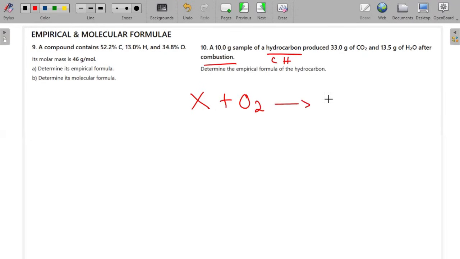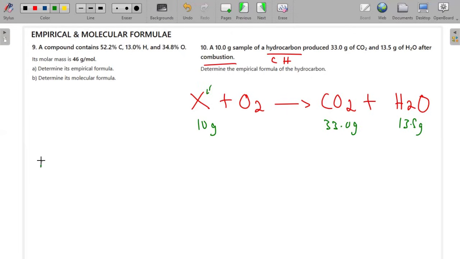That's what it means to combust, and it produced carbon dioxide plus water. The mass of this is 10 grams, the mass of this is 3.0 grams, and the mass of this is 13 grams. If I can find the amount of carbon that was here, I'm indirectly finding the amount of carbon that was there. And for the hydrogen, the same.